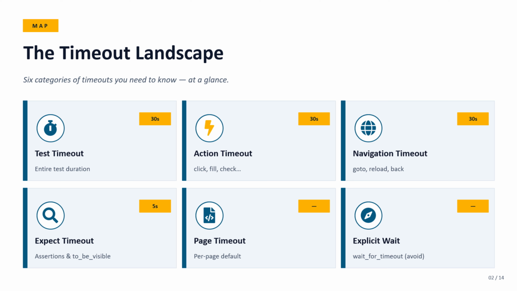Now this is your complete test. The test timeout is implemented at the test level. Then we have the action timeout. Whenever you perform any kind of action, like clicking on a button, filling an input field, or checking a checkbox, these are all actions. So this action timeout works at the action level.